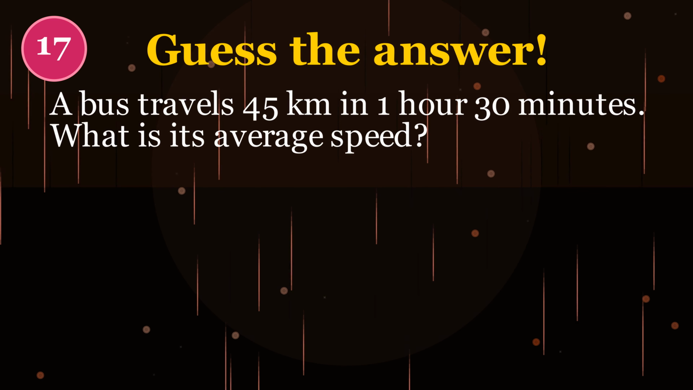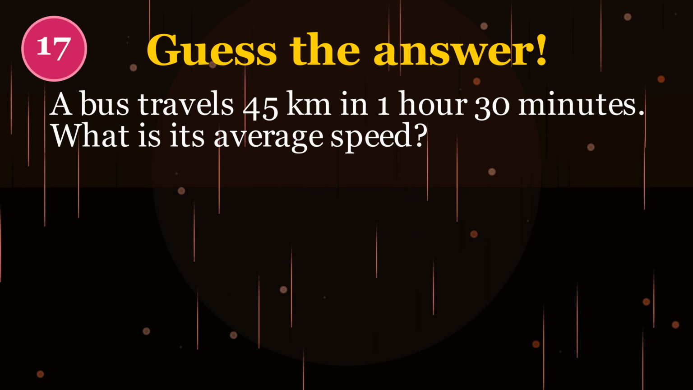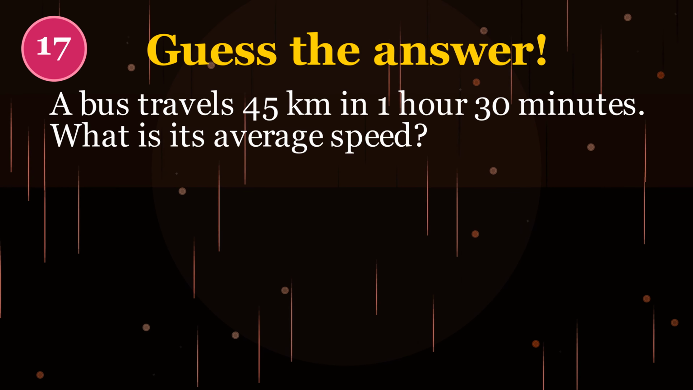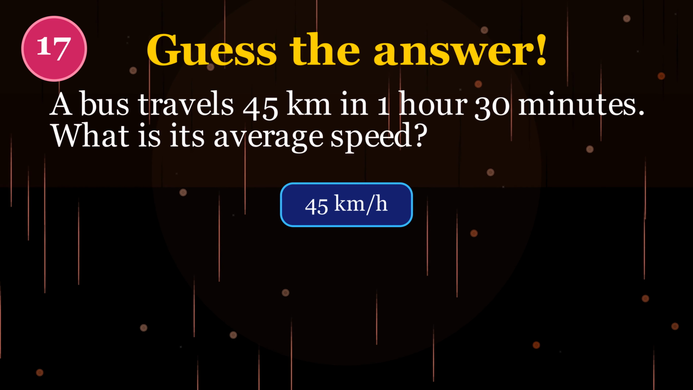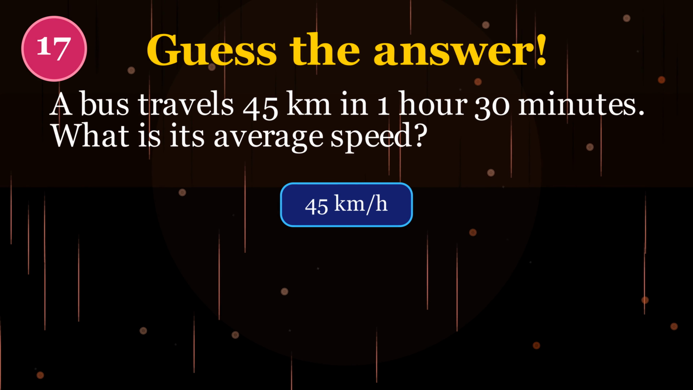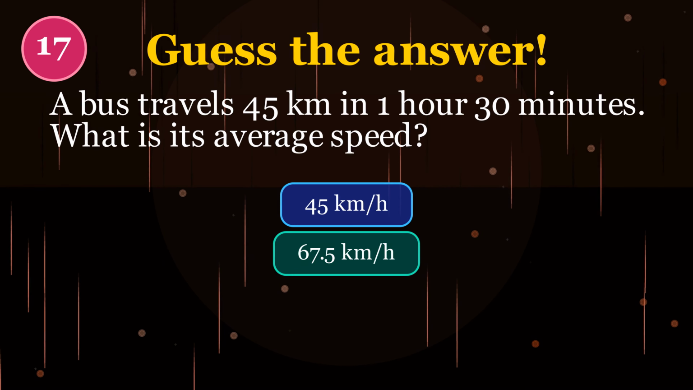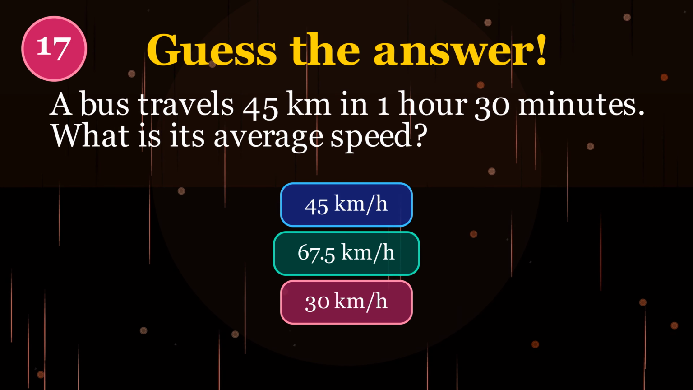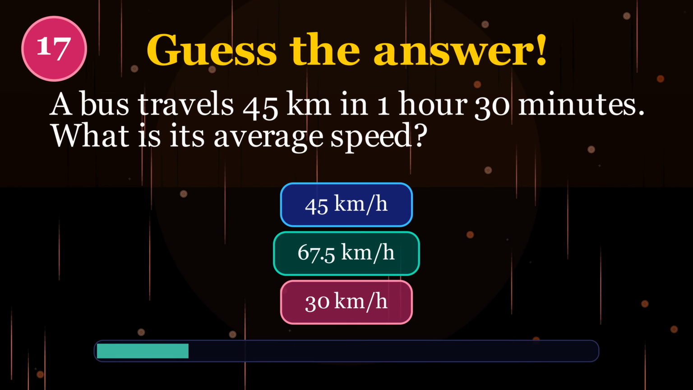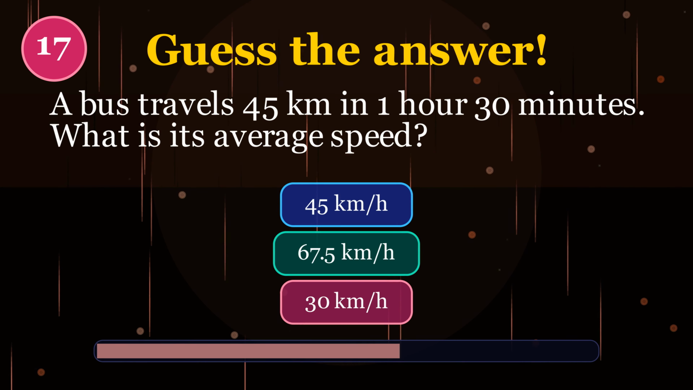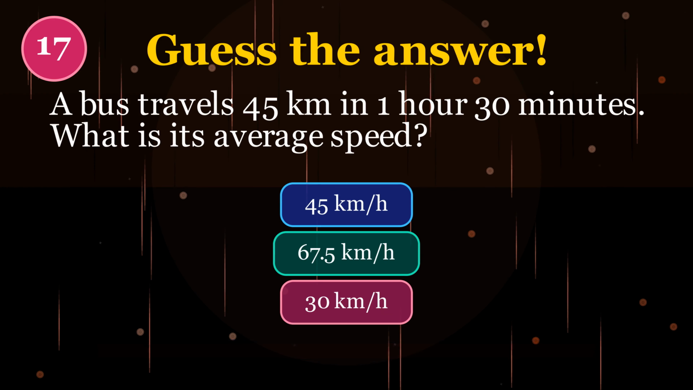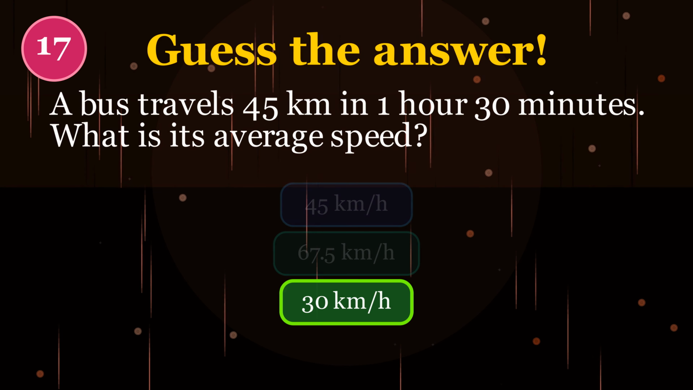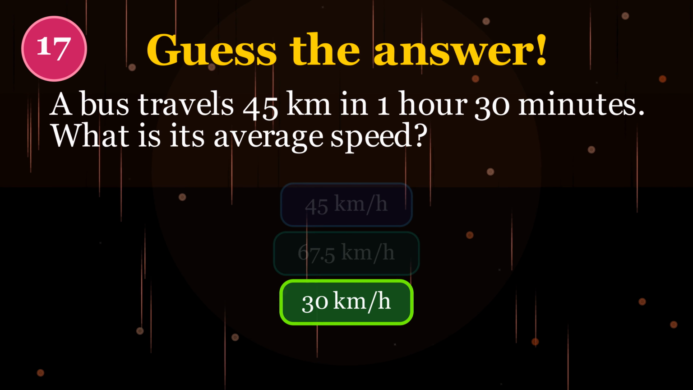A bus travels 45 kilometers in 1 hour 30 minutes. What is its average speed? 45 kilometers per hour. 67.5 kilometers per hour. 30 kilometers per hour. The correct answer is 30 kilometers per hour.